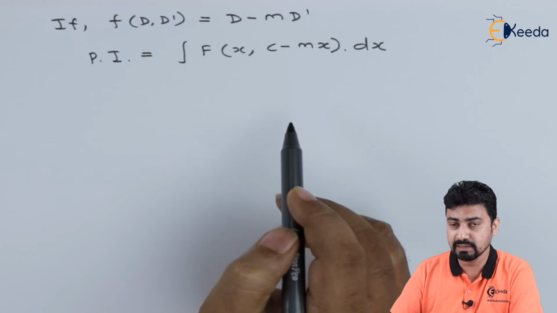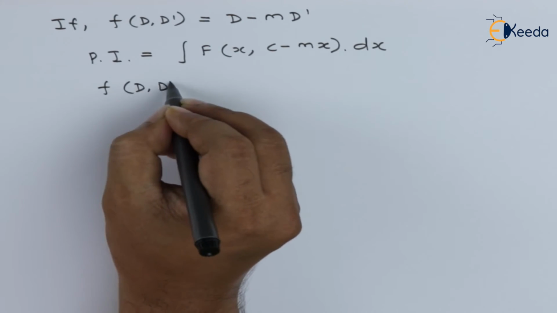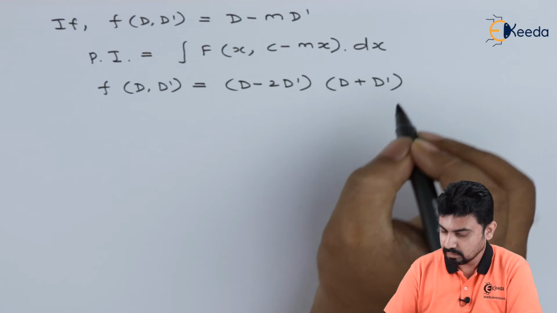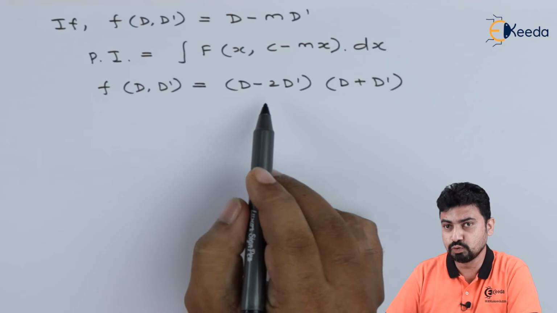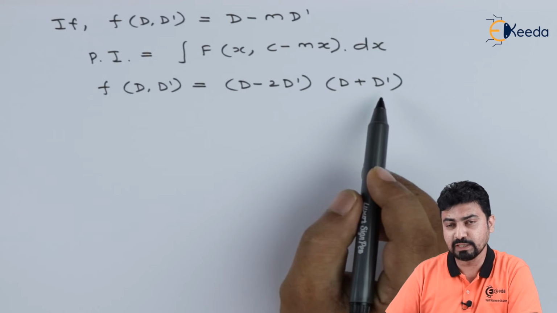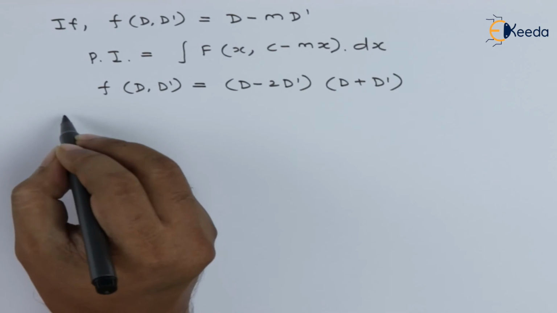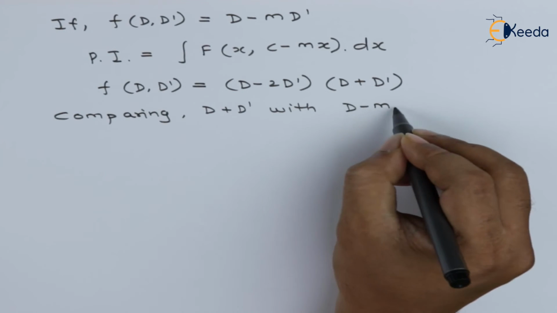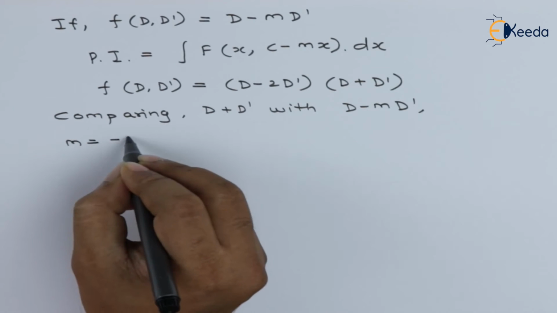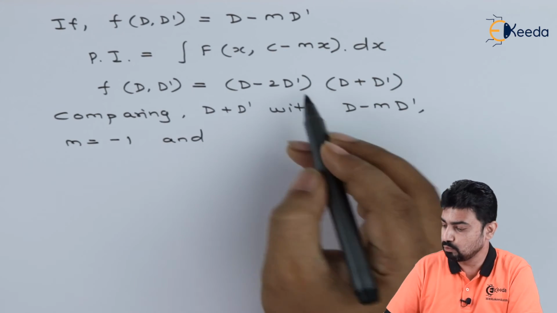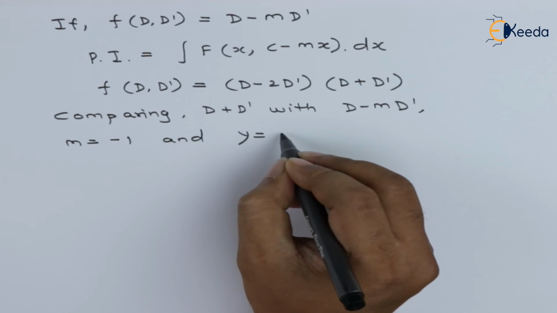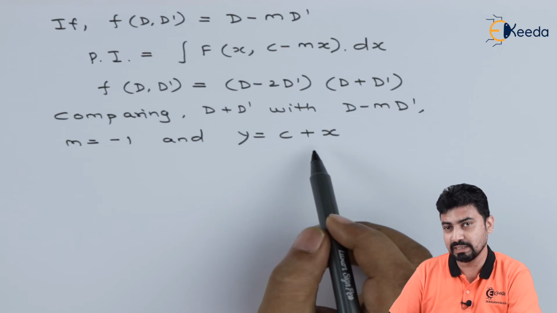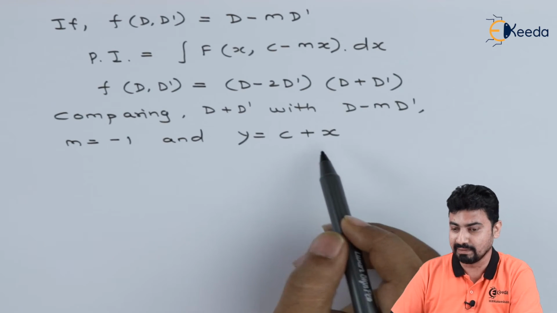What are our linear factors? So our linear factors are D minus 2D dash and D plus D dash. First we will consider the part D plus D dash. We have m equal to minus 1, and thus y will be equal to c minus mx. We have substituted m is equal to minus 1. So minus of minus 1 is plus 1. So c plus x. Now we integrate.